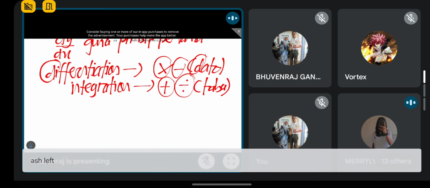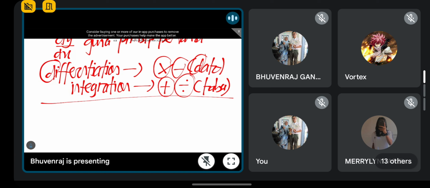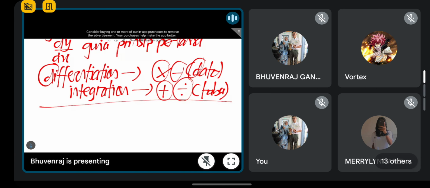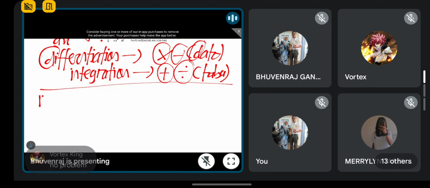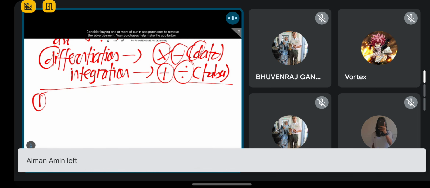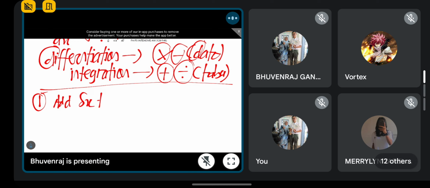Okay, so let us solve this question using the first principle. So I want to tell you guys there are three important steps. Tiga langkah penting bila buat pembezaan menggunakan peringkat pertama. When you use first principle, first step always add delta x to x or delta y to y. Kamu tambah delta x kepada x atau delta y kepada y. First step. Okay, this is the step to remember.